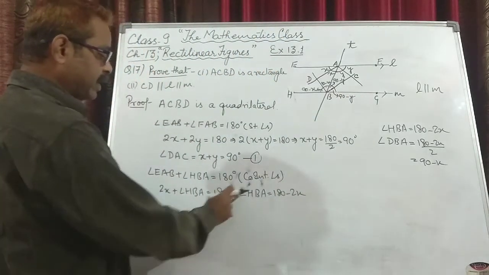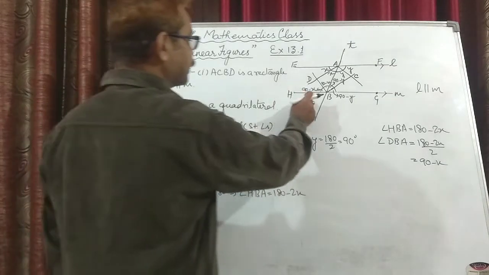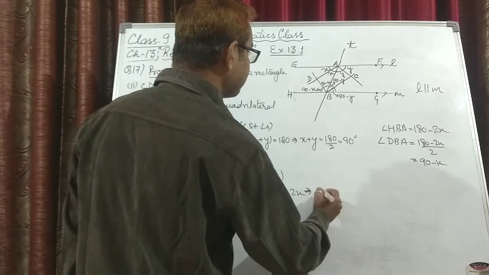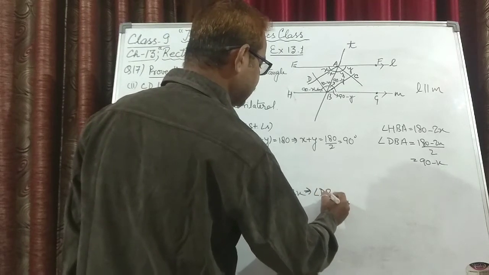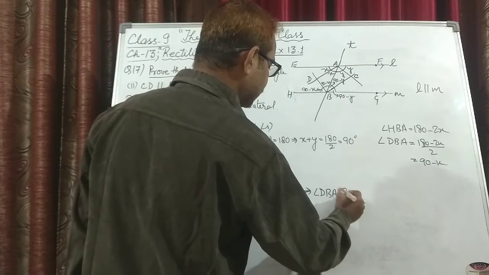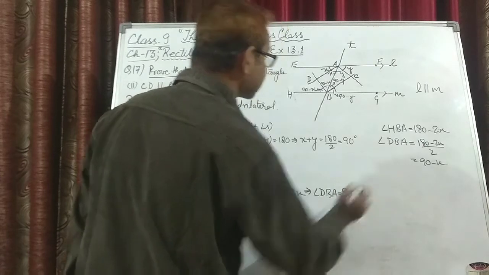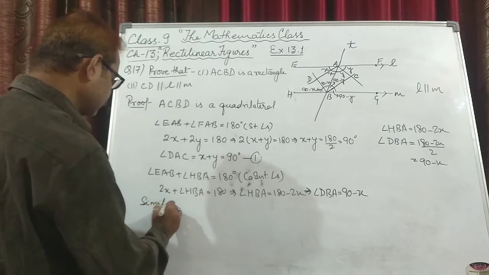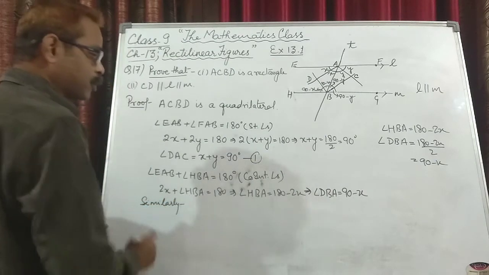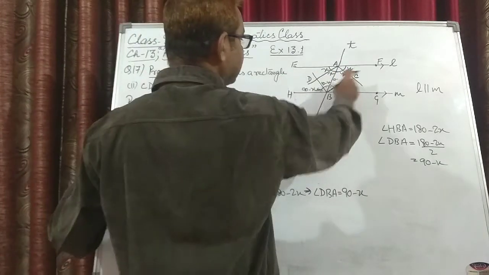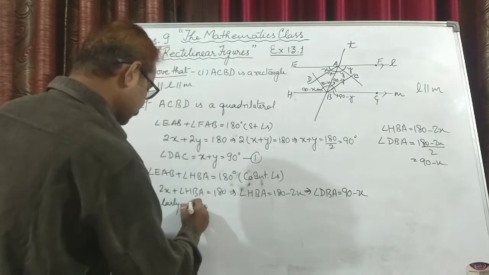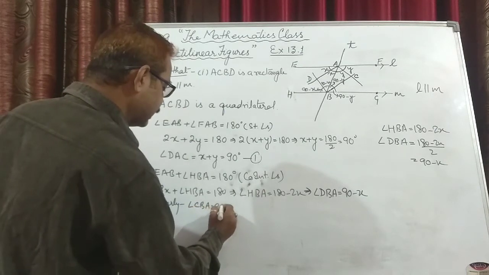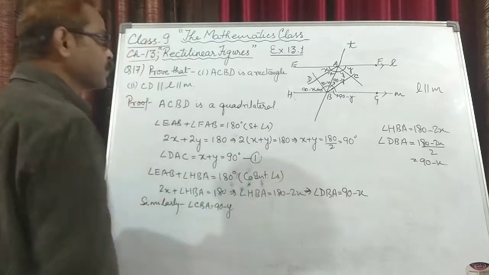So we have already written HBA. HBA is equal to 180 minus 2x. So we can say angle DBA will be 90 minus x, and then similarly, I am not proving it again, angle CBA will be 90 minus y.